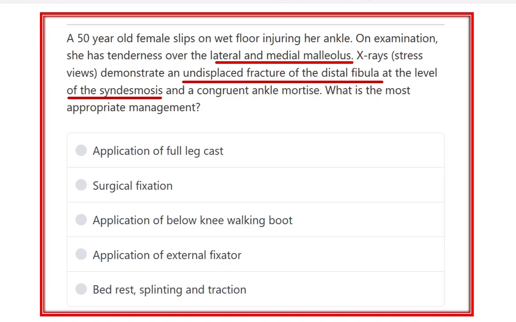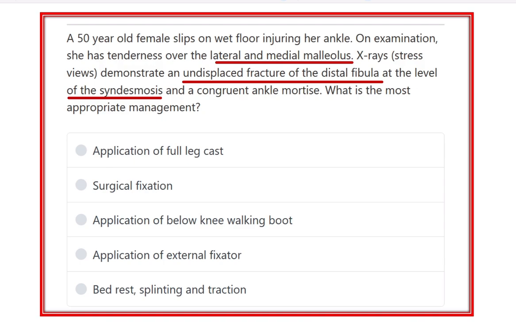Here the options are application of a full leg cast, surgical fixation, application of a below knee walking boot, application of an external fixator, and bed rest and splinting, and also traction. So what may be the option? Again, there is tenderness over the medial and lateral malleolus, but the fracture is in the distal fibula, that means in the lateral malleolus, and it is undisplaced and at the level of the syndesmosis. So all of the points are important.